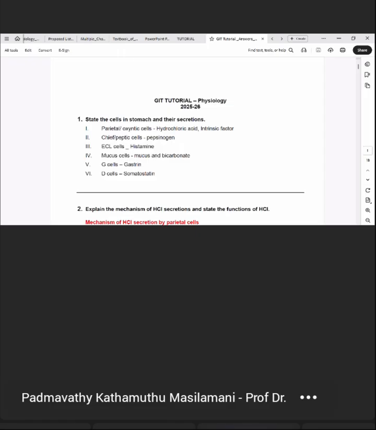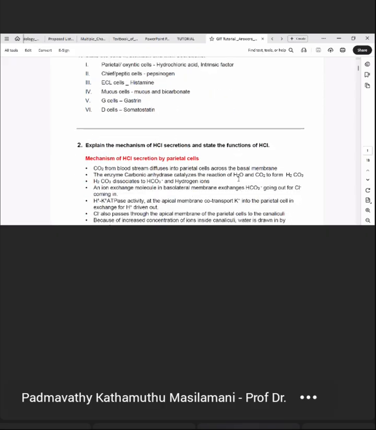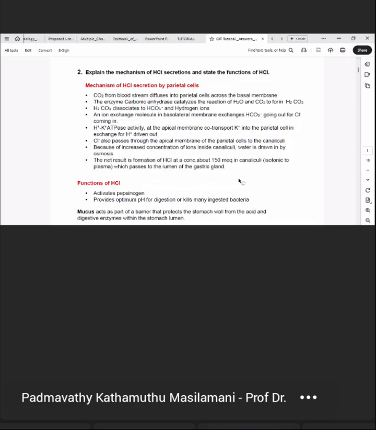The major things today for the GIT, maybe you can focus mainly on the stomach, which is a very important structure of GIT. It has different cells and different secretions. The gastric secretions contain hydrochloric acid, pepsin, mucus, gastrin, and so on. Correspondingly, what are the cells producing the individual secretions? Very important. The mechanism of secretions we have covered already.